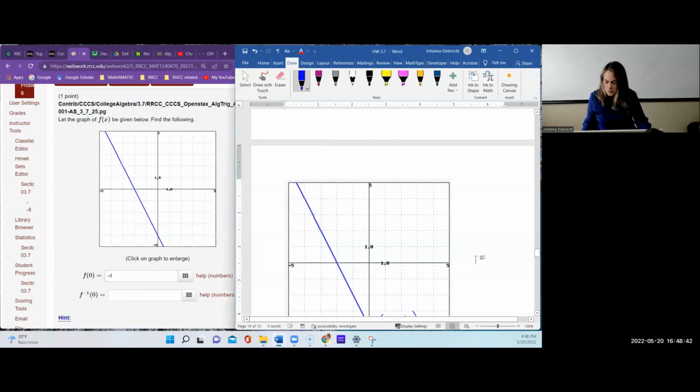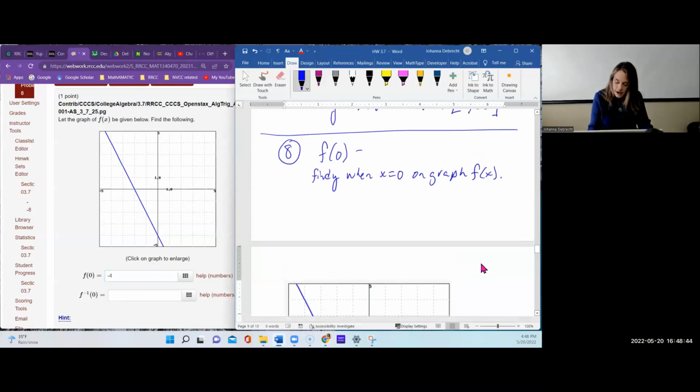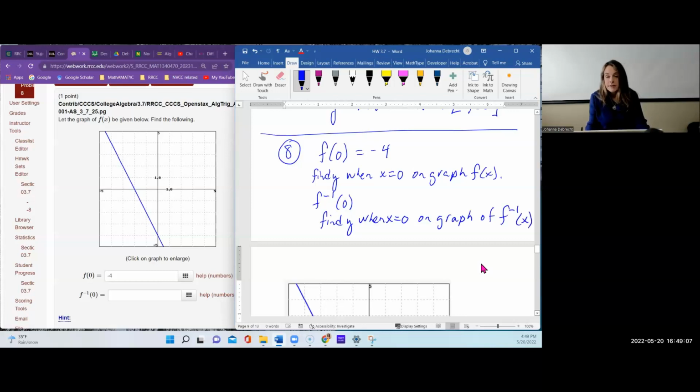What does that mean? I found f of 0 equal to -4 by looking at the graph of f. Unfortunately, when we write this, we mean find y again when x is 0 on the graph of f inverse. I don't have the graph of f inverse, and that's a problem. But I can apply what I've learned about swapping x and y and swapping the domain and range to figure it out without having to find f inverse of x.